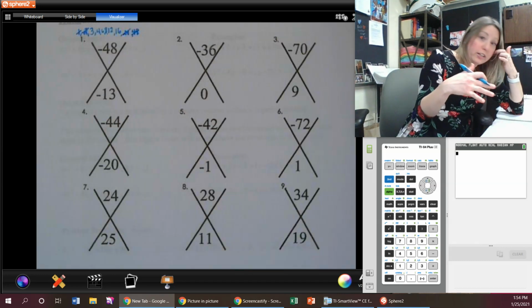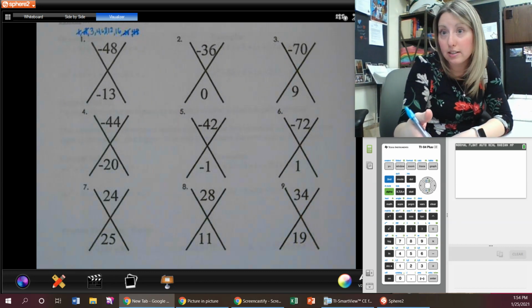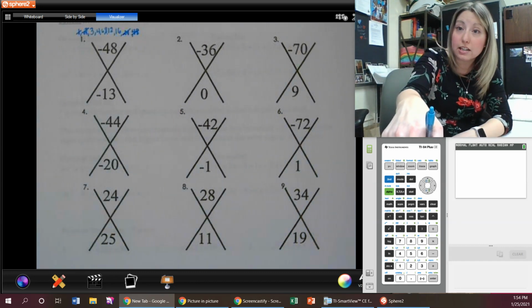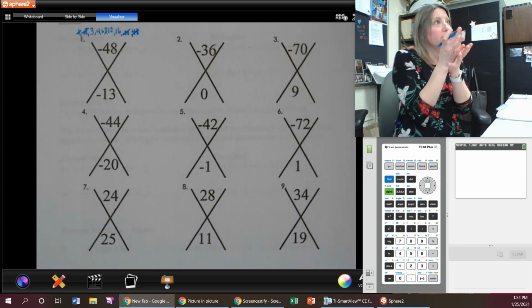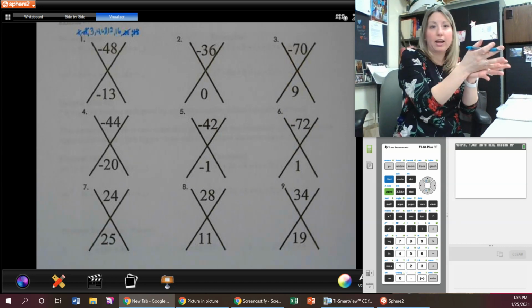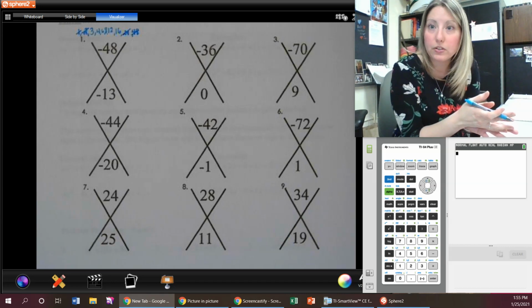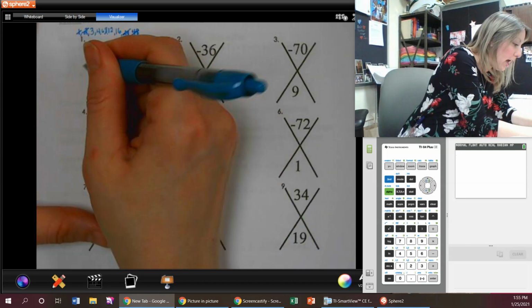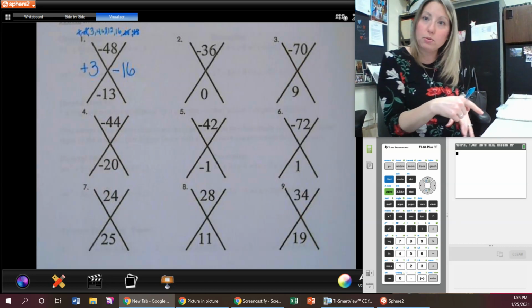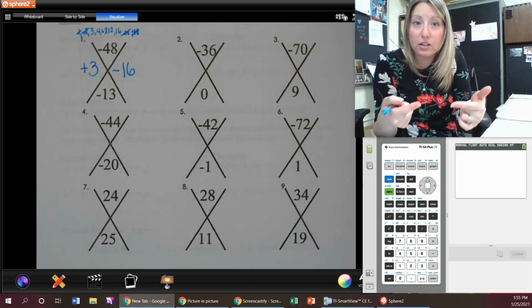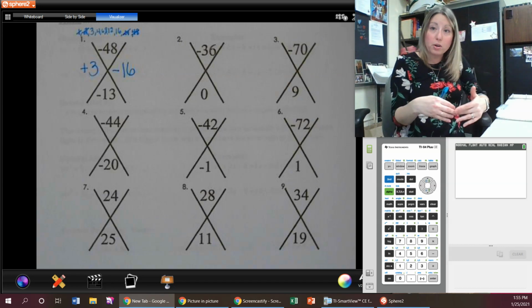Okay, now how about 3 and 16? They add up to 19, but they subtract to give me 13. So let's think about how that would subtract to give me 13, right? Negative 13. So negative 16 and positive 3. And that's where we get these numbers on the outside. That's the thought process we need today. So let's keep going with that.